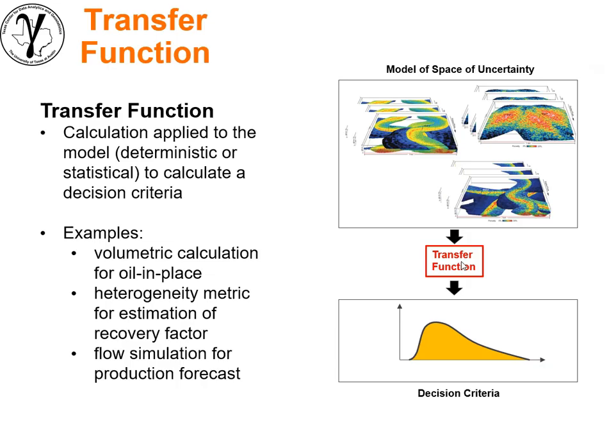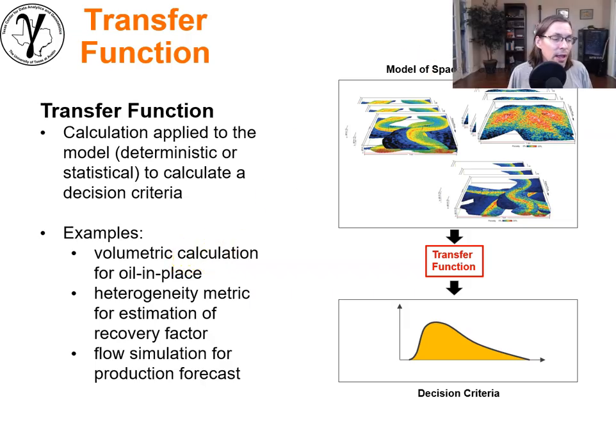It might include things like volumetric calculation of resource in place. It could be the heterogeneity metric for estimation of recovery factor. It could be some type of flow proxy, a surrogate model that's very fast to run. Or it could be full flow simulation, multi-phase, accounting for all of the physics, and it could be much more costly and expensive to work with.